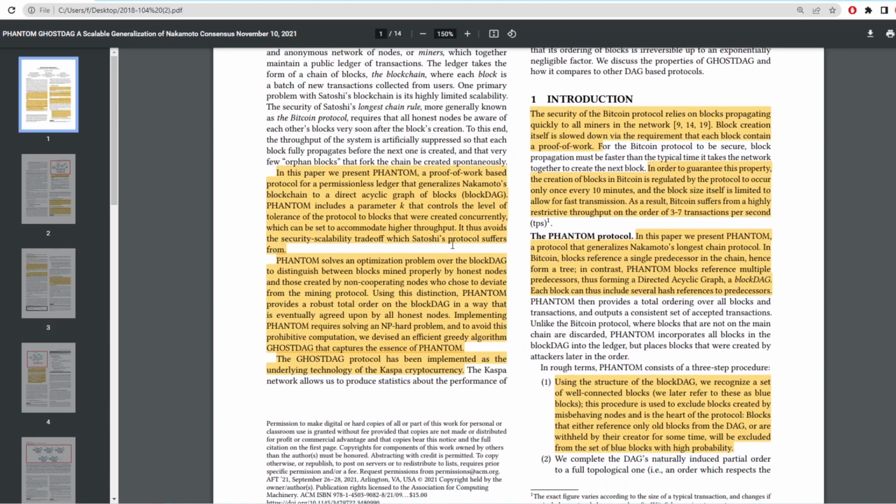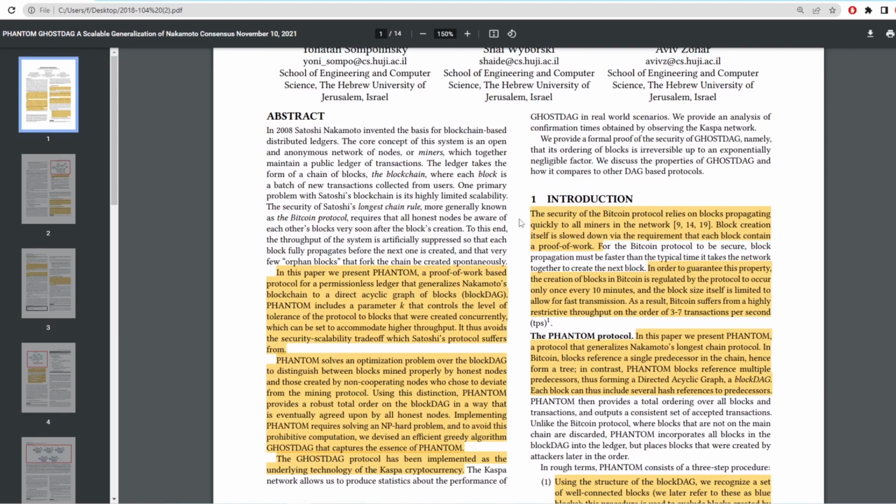Phantom solves an optimization problem over the BlockDAG to distinguish between blocks mined properly by honest nodes and those created by non-cooperating nodes who choose to deviate from the mining protocol. Using this distinction, Phantom provides a robust total order on the BlockDAG in a way that is eventually agreed upon by all honest nodes. Implementing Phantom requires solving an NP hard problem. And to avoid this prohibitive computation, we devised an efficient greedy algorithm called GhostDAG that captures the essence of Phantom. The GhostDAG protocol has been implemented as an underlying technology of the Kaspa coin cryptocurrency. So this paper is written about the consensus and not to be confused with the white paper of Kaspa coin.